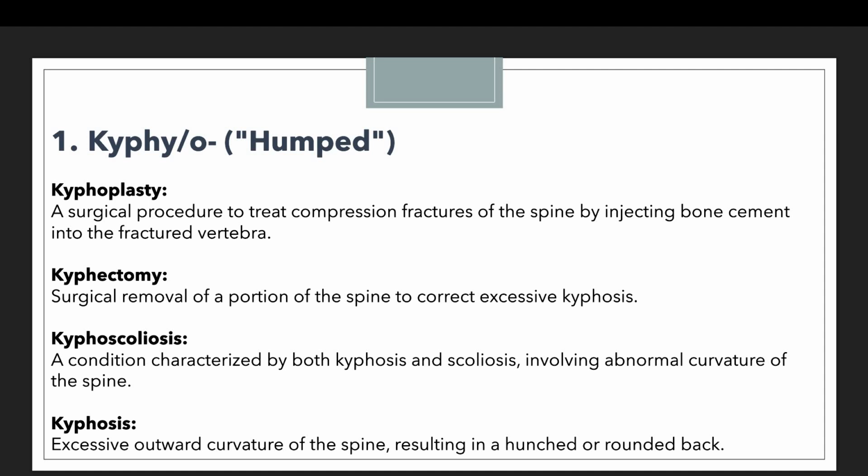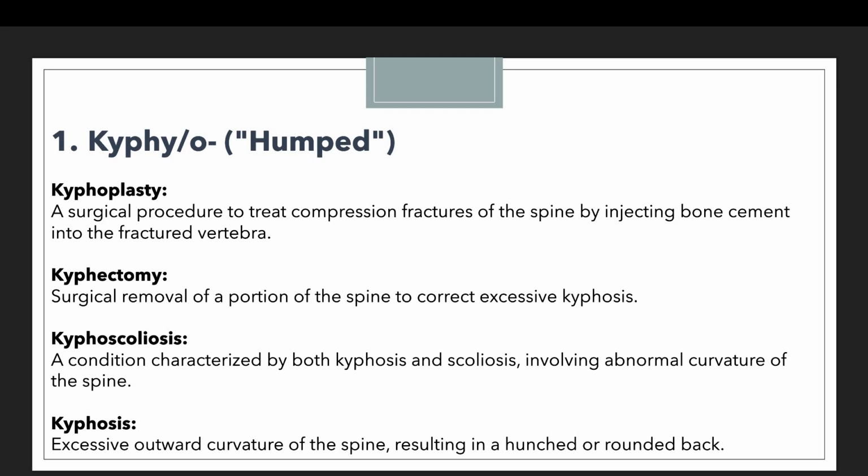Again, you can see this is a fracture. We are discussing the surgical procedure to treat the compression fracture that somehow caused a humped structure in the spine. In this treatment, we treat the spine by injecting a bone cement into the fractured vertebra. So this is all about kyphoplasty.